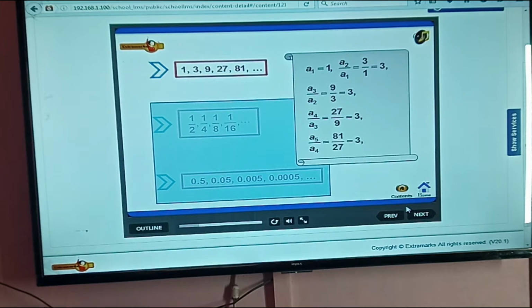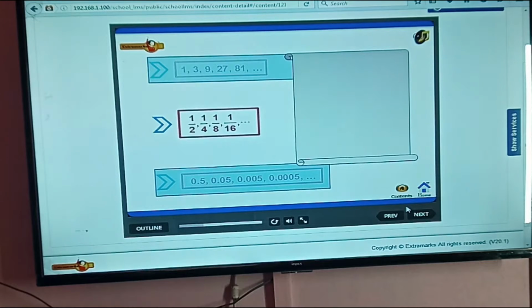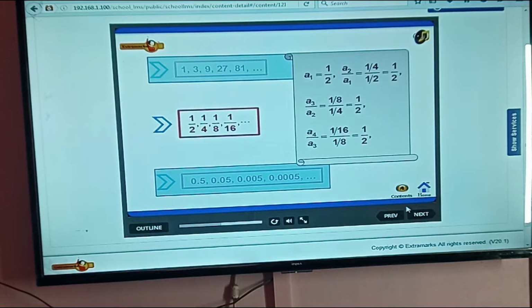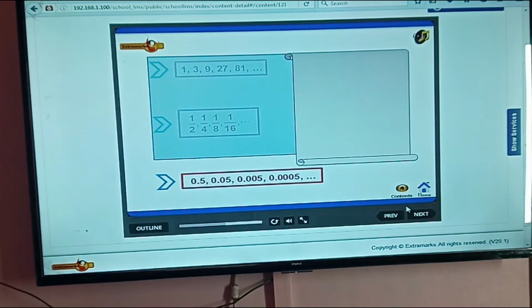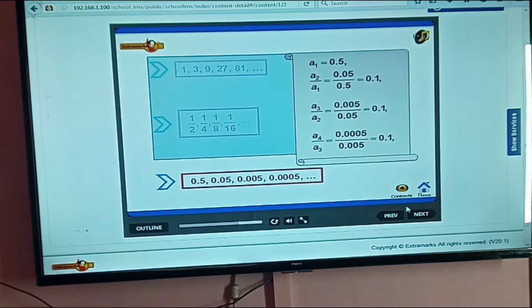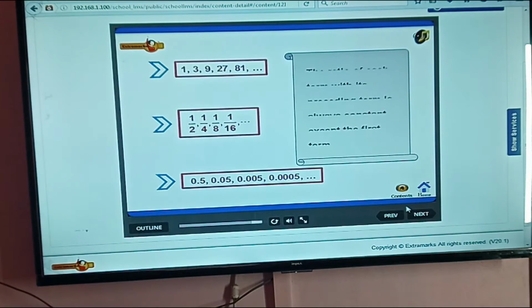as shown. Similarly, each successive term in the second sequence after the first term is related to its previous term as shown. In the same way, each successive term in the third sequence after the first term is related to its previous term as shown. Hence, it is observed that in each case, the ratio of each term with its preceding term is always constant, except the first term.